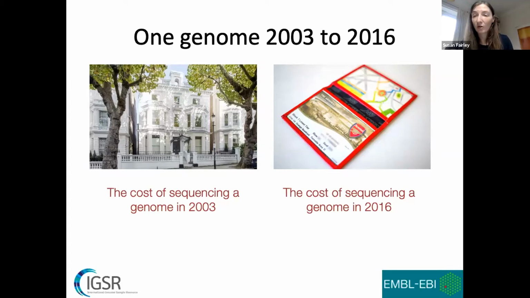But this is kind of to illustrate the change in the cost of sequencing a human genome in this period of time. So on the left, we have what I am told is a photograph that is representing the most expensive house in London. Apparently, you're not allowed to take a photograph of it. It's that expensive. But in 2003, that's the sort of money that you were talking about. By the time you've moved to 2016, you're looking at about the cost of an Arsenal season ticket. So it's not cheap. It's not your loose change from down the back of the sofa, but it's a very big difference from where it was back in 2003.